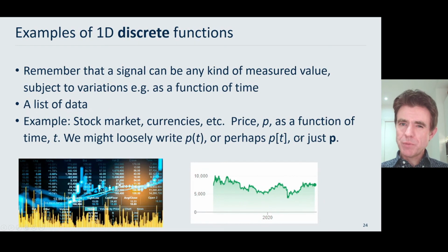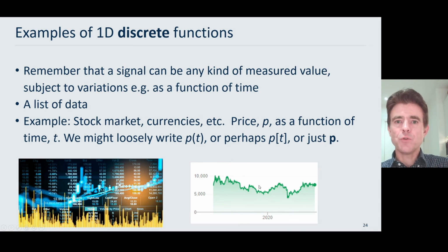So let's go into some explicit examples of discrete functions. Here we have an example of a stock price, which is an example of a signal, remembering that it can be any measured value. Here we have this stock price P, which varies with time. Strictly speaking, because time is in an integer form, for example day number 1, 2, 3, or 4, we would use the square brackets.